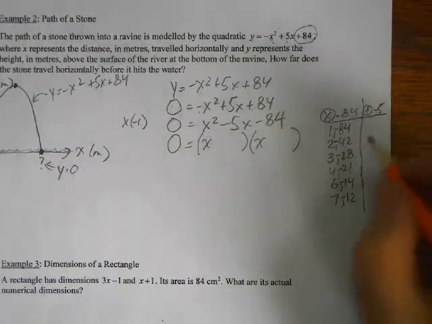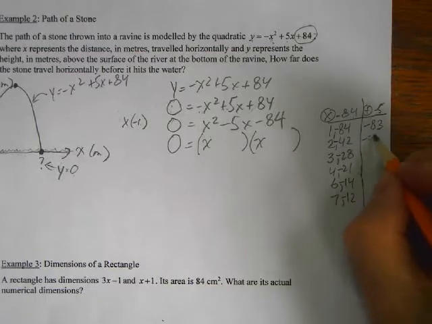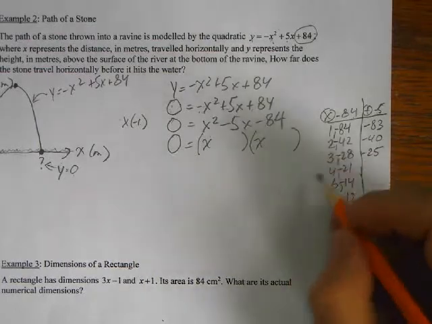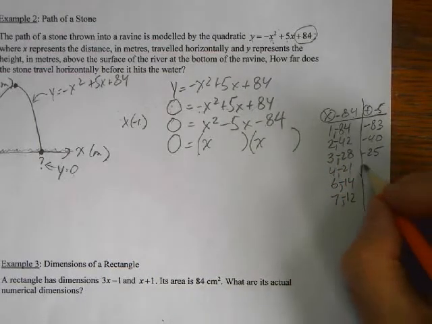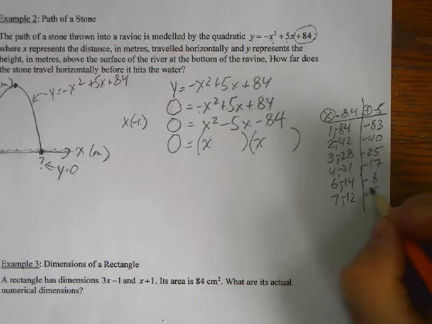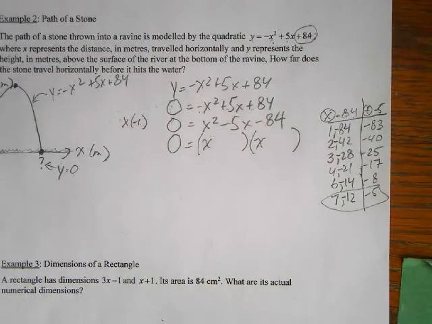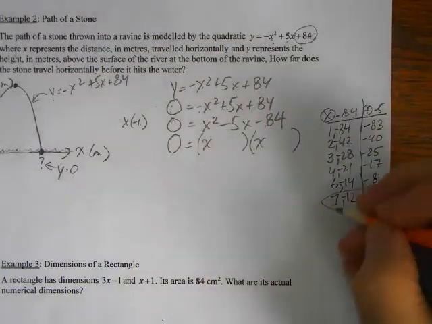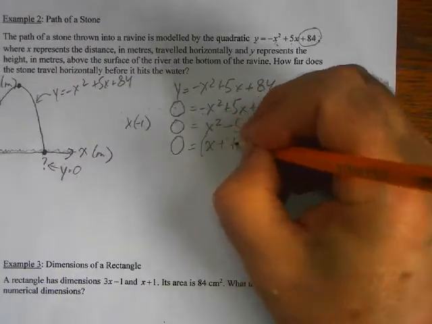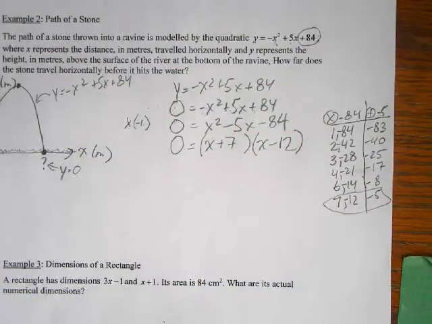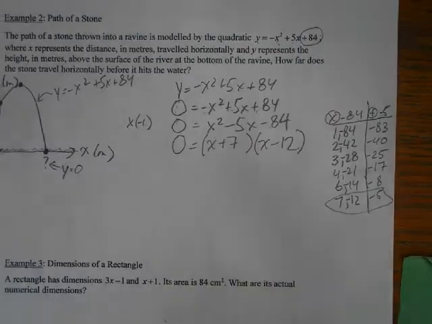So now I just add these up. I get -83, -40, -25. You can see I'm getting lower, and I'm looking for -5: -17, -8, -5. So it was the last combination, 7 and -12, so +7 and -12. Okay, so we factor that, and now we're going to solve.